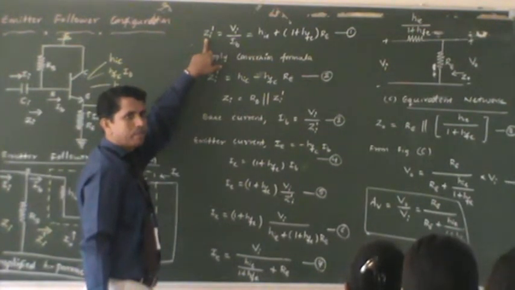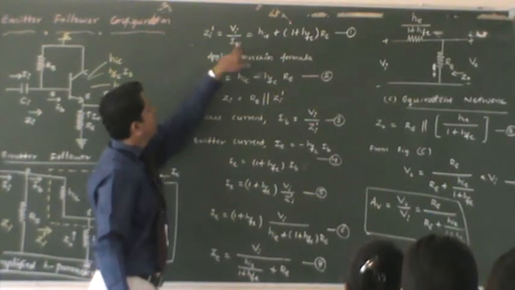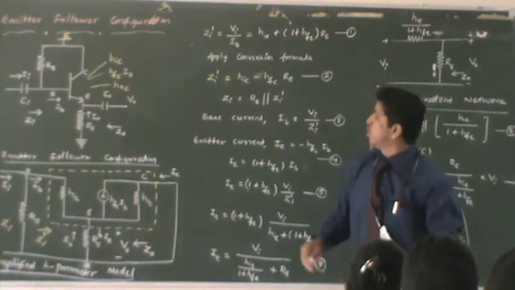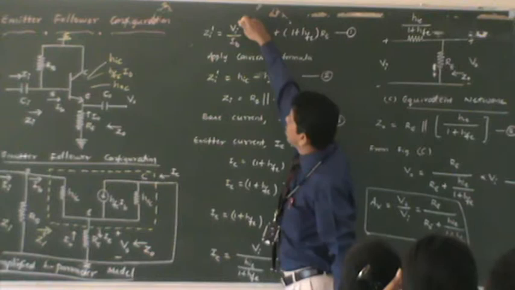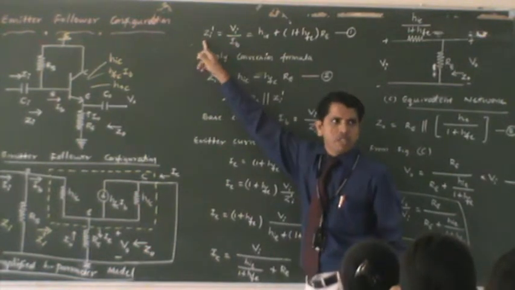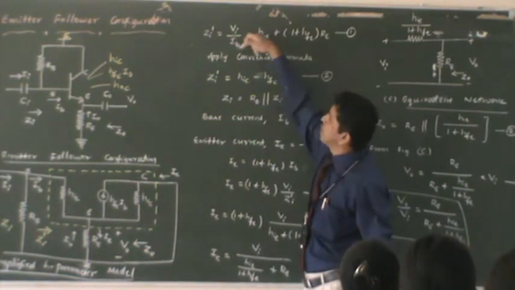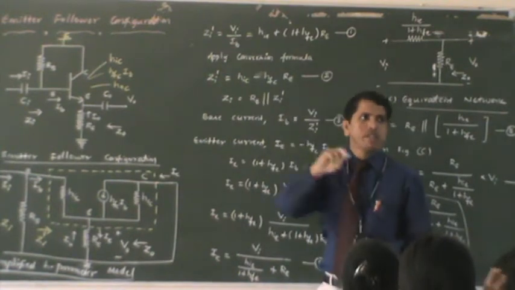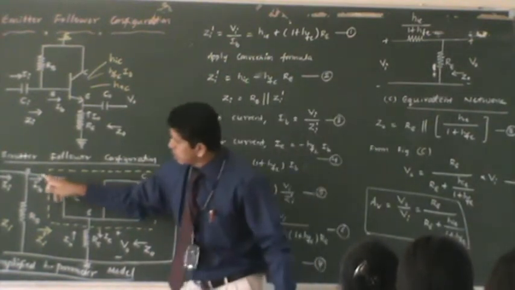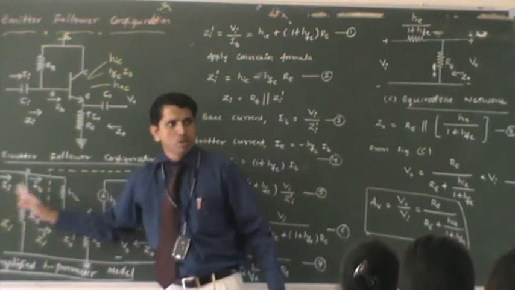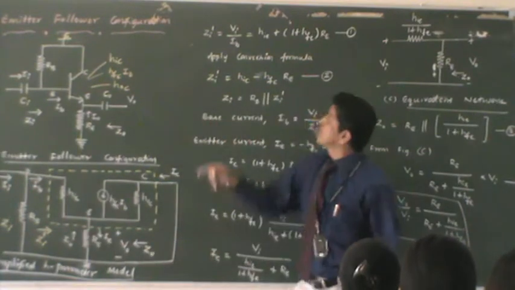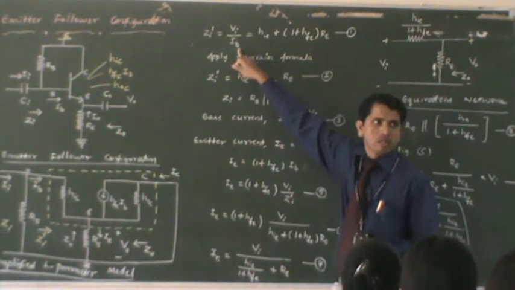Got this point here? So I got this Vi by Ib. Zi dash is basically an impedance, which is nothing but resistance, voltage by current. But what voltage and what current, that's the important thing. The voltage across the base and ground is Vi, the same voltage which appears in parallel. So Vi divided by Ib.